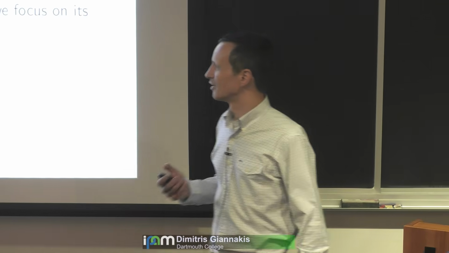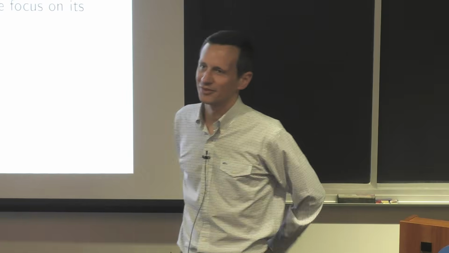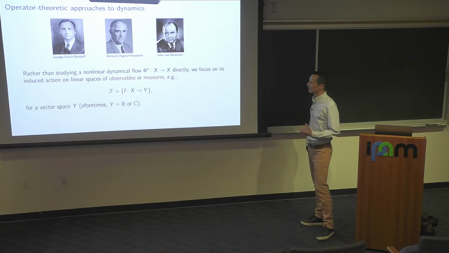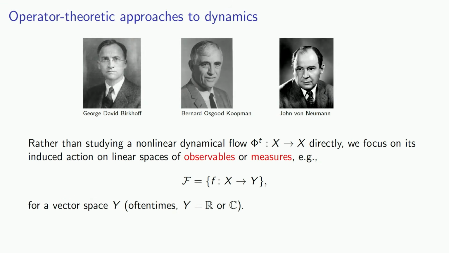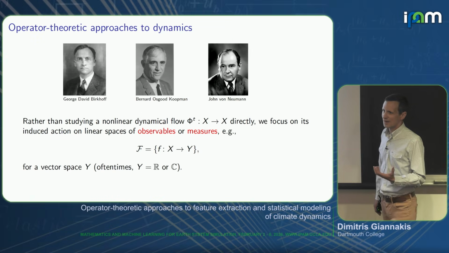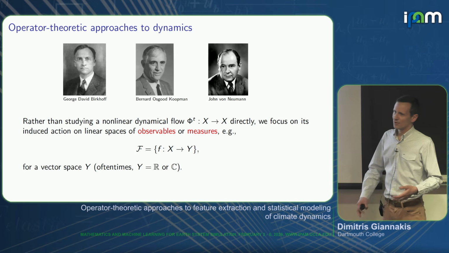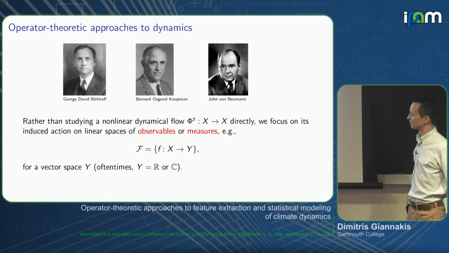So I will be talking about operator methods for dynamical systems, and in particular as they apply to Earth system dynamics. This is a framework which was pioneered by people like von Neumann, Koopman, and Birkhoff in the first half of the 20th century. It involves characterizing aspects of nonlinear dynamics through their induced action on spaces of observables, so quantities that we can measure, or measures. By measures here I mean things like probability distributions.